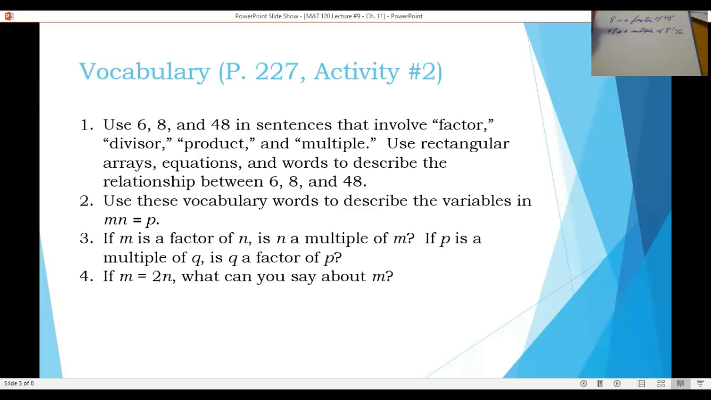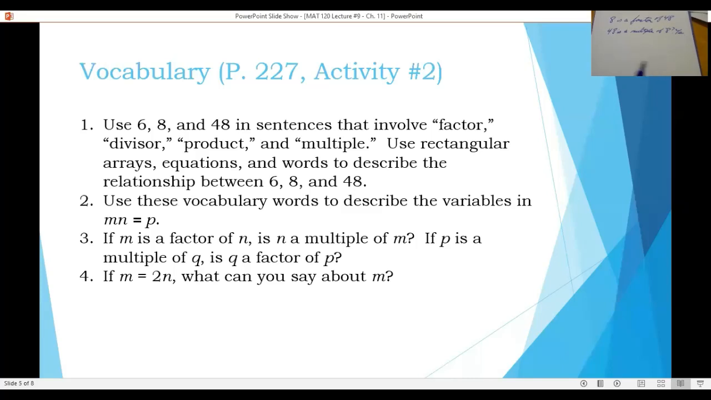Because if 8 is a factor of 48, 48 is a multiple of 8, you could do it with any pair of numbers that have a factor multiple relationship. If 9 is a factor of 90, then 90 is a multiple of 9. Yes, that makes sense too. So it doesn't hurt to come up with some alternative examples and to do that as well.